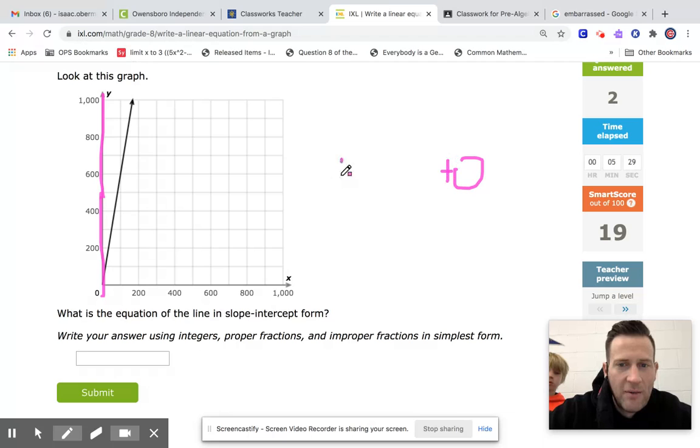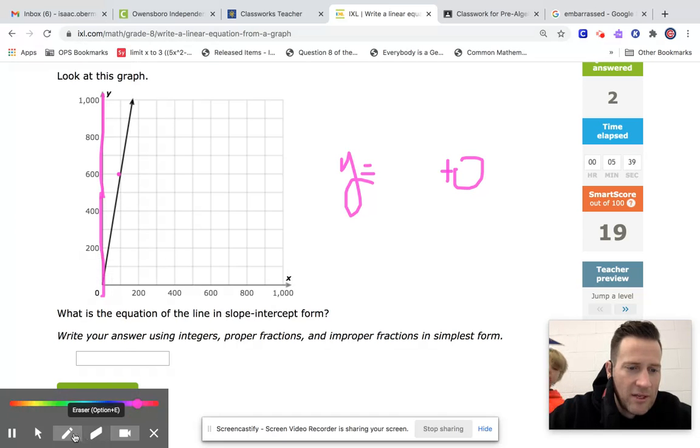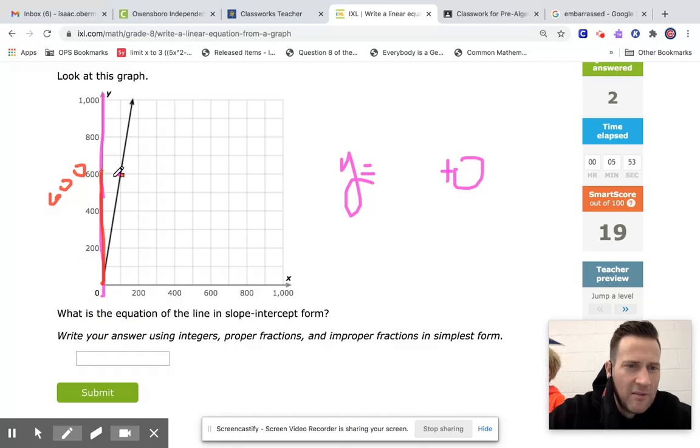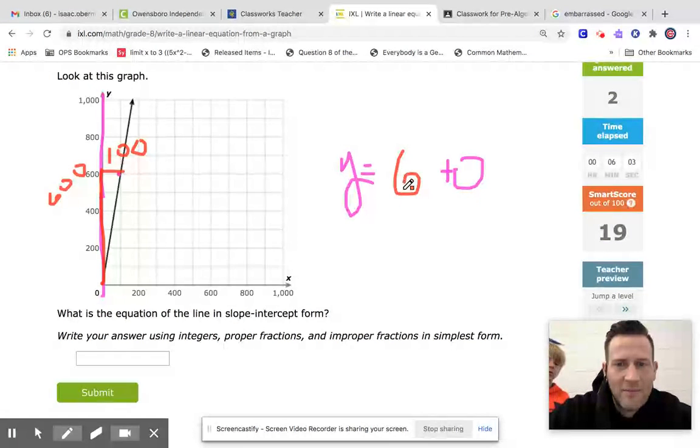And I'm going to have to find out what my slope is. I just need to find another point on this line. There's another point on the line right there. So I can draw my triangle. Let's do that one in red. From my one point down here to this point, find my rise. That's up 600. And complete my triangle. I went over 100. And I can simplify that. 600 divided by 100 gives me 6, or 6 over 1.